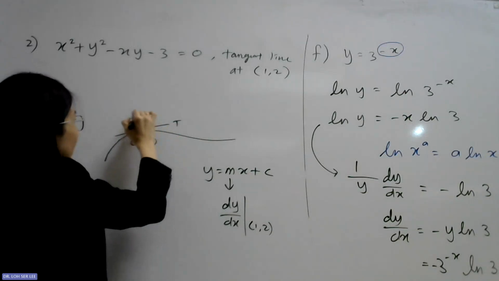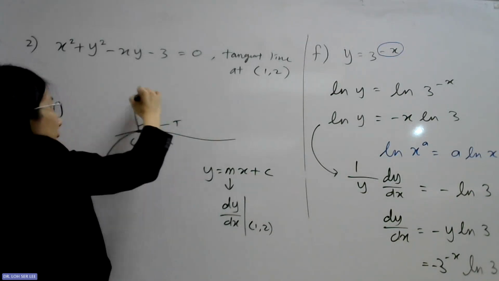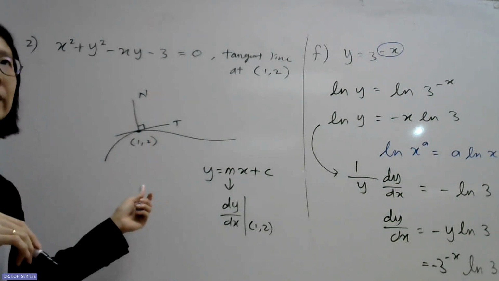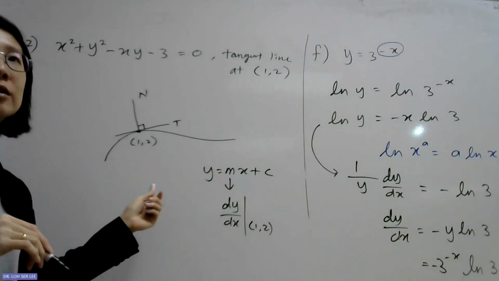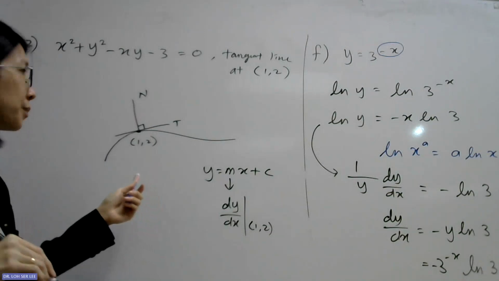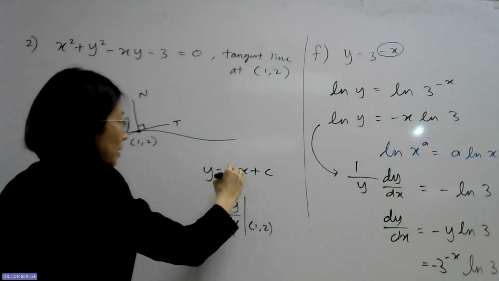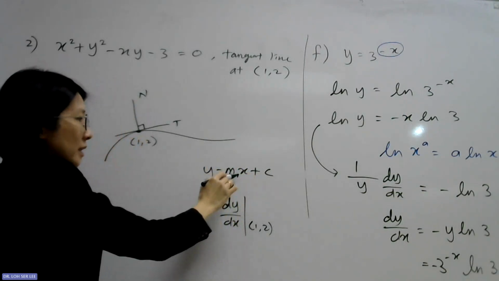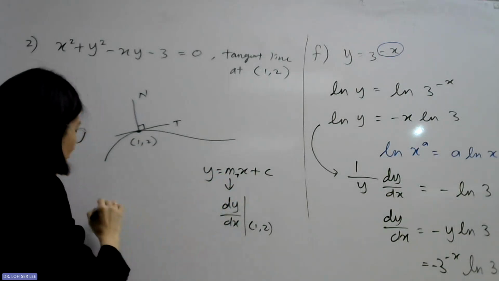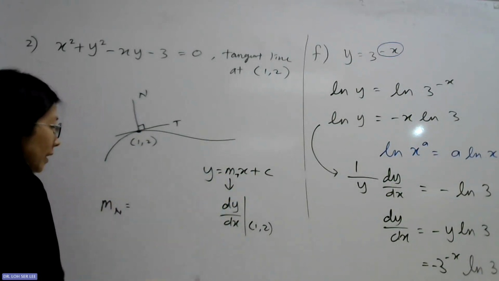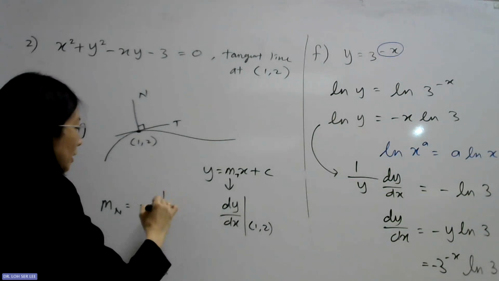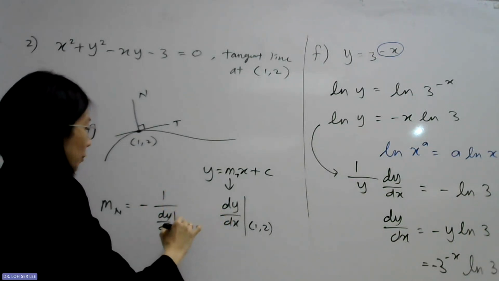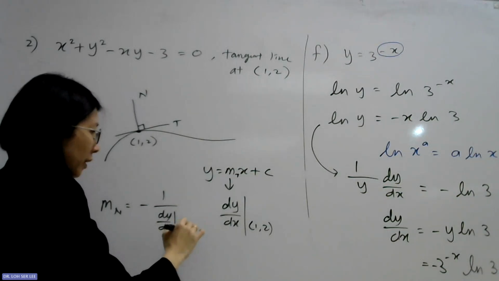For the normal line, this is the normal line. The normal line is perpendicular to the tangent line. This one I think you learned in secondary school. For the slope of the normal line, it will be negative 1 over this dy dx with the given point, let's say 1, 2.